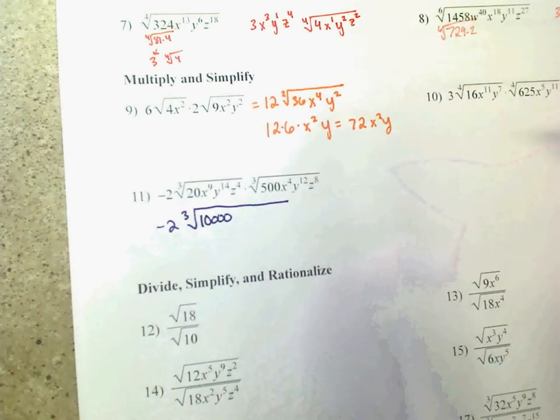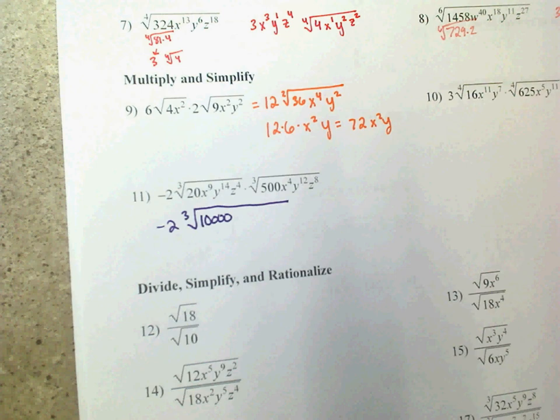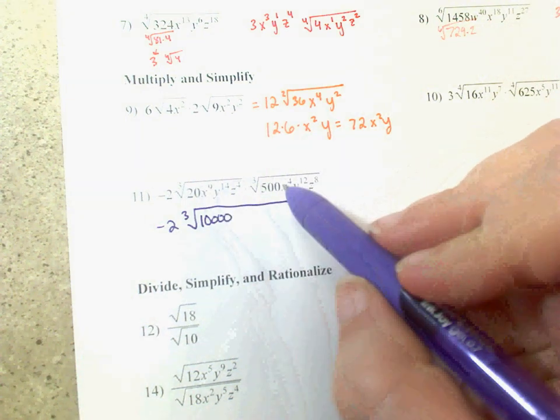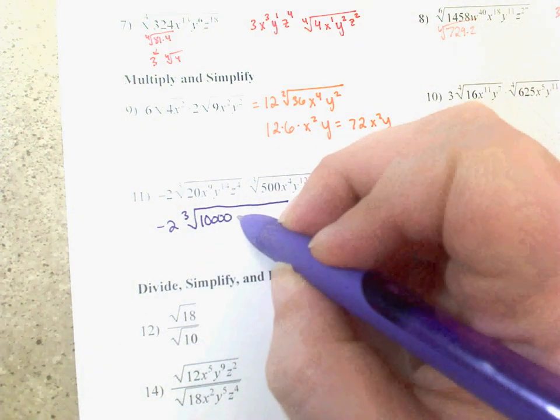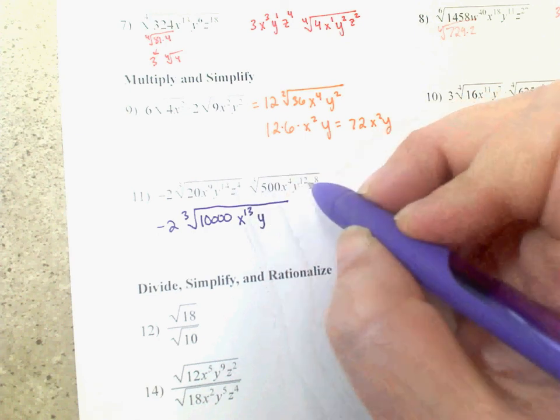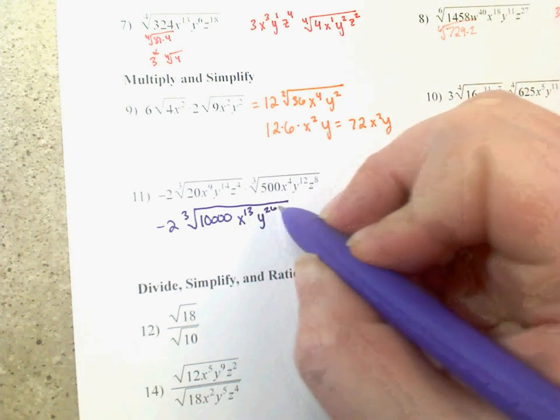And just to be sure. Okay, and then we combine the x's. X to the ninth and x to the fourth is x to the, add the powers, you get 13. Y to the 14 and y to the 12th, so that's 26. And then z to the 12th.